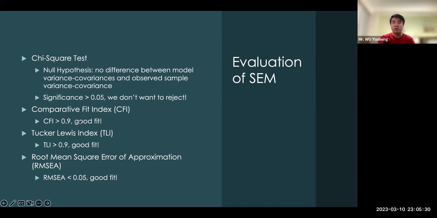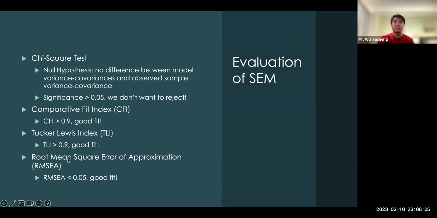The second one would be called the comparative fit index. It's kind of a fit test. You don't need to know the details about the statistic behind it, because it's still a fancy variance over a degree of freedom. We just need to know that if CFI is greater than 0.9, it will be a good fit, similar to the TLI index. So if those two indices are greater than 0.9, it means our SEM model is a good fit.